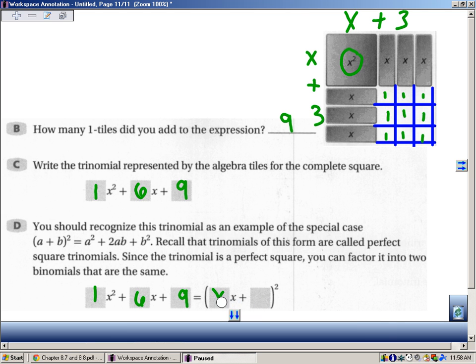We'll repeat that. It's 1x plus 3. The x is already written. And that is the factored form of this quadratic.